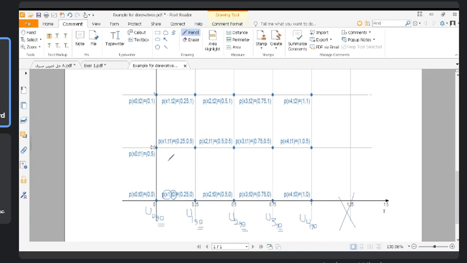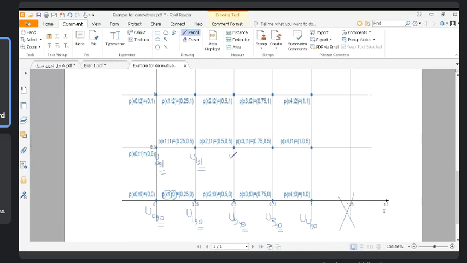Okay, for the next row, for this point we have u. The index for x is 0 and for t is 1. u 0 and 1. The next point u 1 and 1. Okay, the second index is 1 for all points in this row.